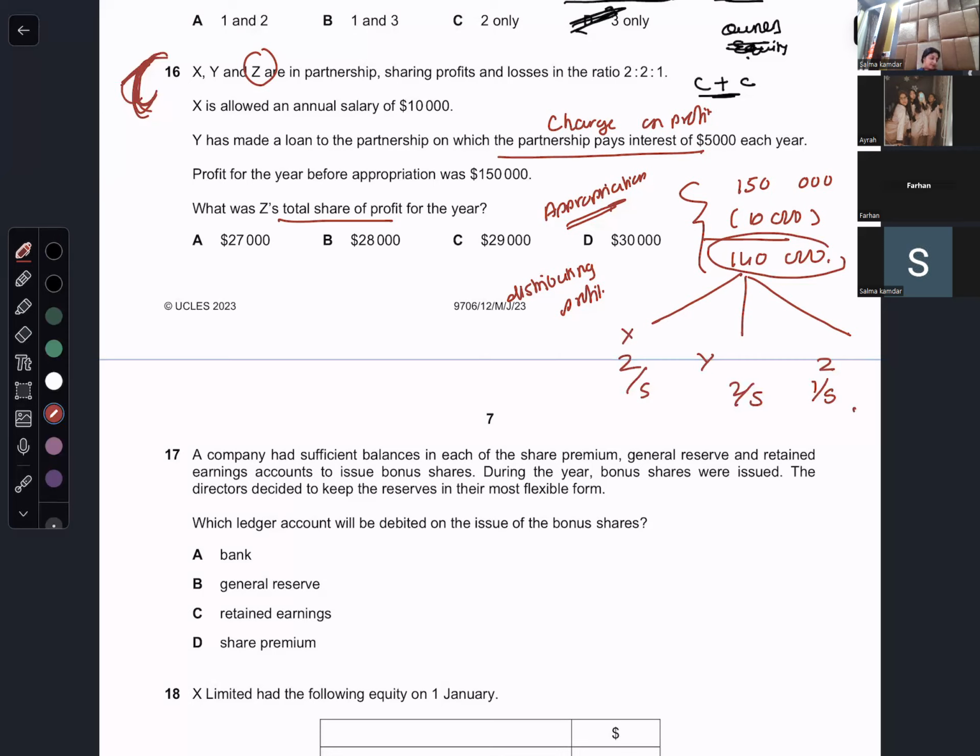How did you get it? So 140,000 into 1 divided by 5. Okay, this is now what you got, na? But the explanation you gave me was not justifying it.